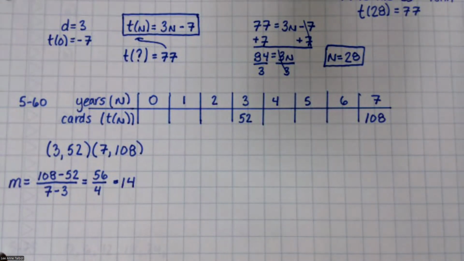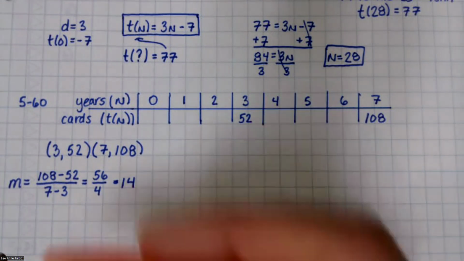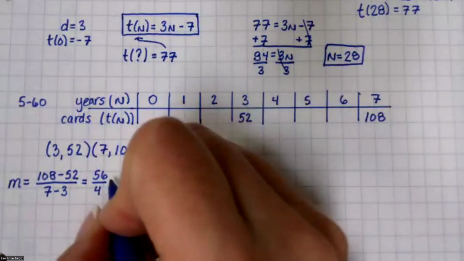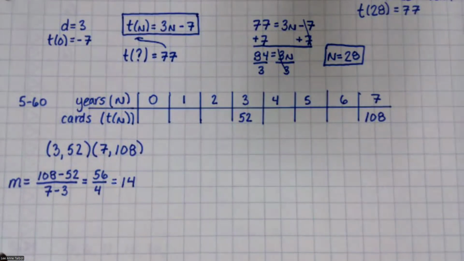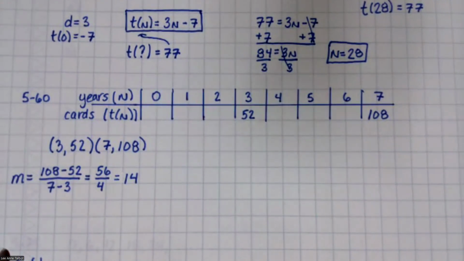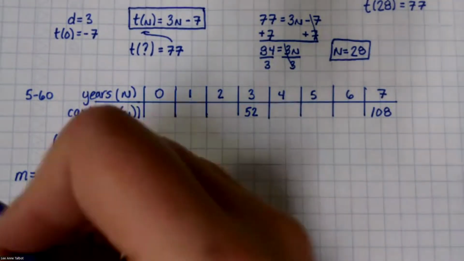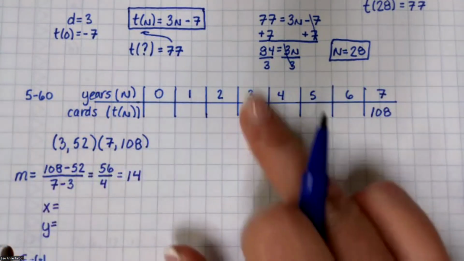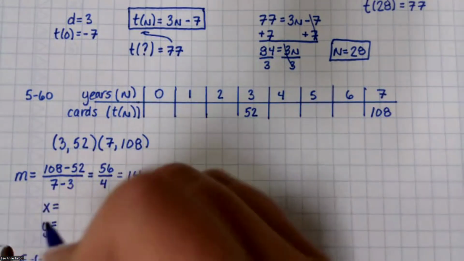Okay, what does this 14 represent in the context of this problem here? Yes, Landon? It is, but what is it for this particular problem, Dylan? Right. It is, but what is it for this particular problem? Yeah, the amount of cards added each year. Okay, so now we're gonna say x equals, y equals, and I'm just gonna pick this first point because I'm lazy and it has lower numbers.